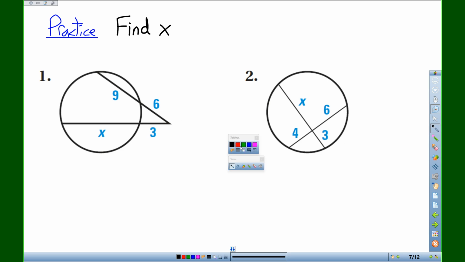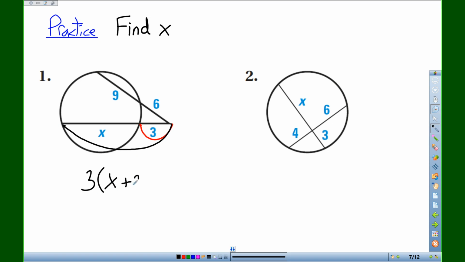Okay, so taking a look at number one. First thing is I'm going to start with this secant line because it has my variable. We start with the outer segment, right? So 3. And then I'm going to multiply that times the entire line, which is adding together its two parts, x plus 3. And then that equals this secant line doing the same idea, the outer segment, 6, times the entire line, 9 plus 6, or 6 plus 9, it doesn't matter.